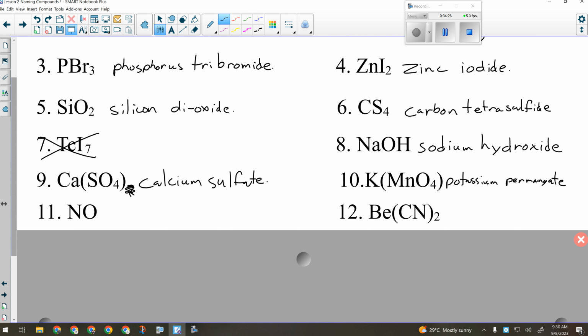Okay. So with number 11 here, nitrogen monoxide, molecular compound on that one. Okay, and for number 12, we have another polyatomic ion. Beryllium cyanide. Beryllium cyanide, highly poisonous.